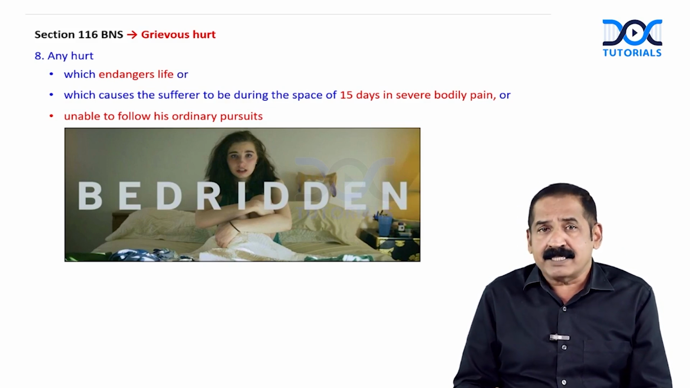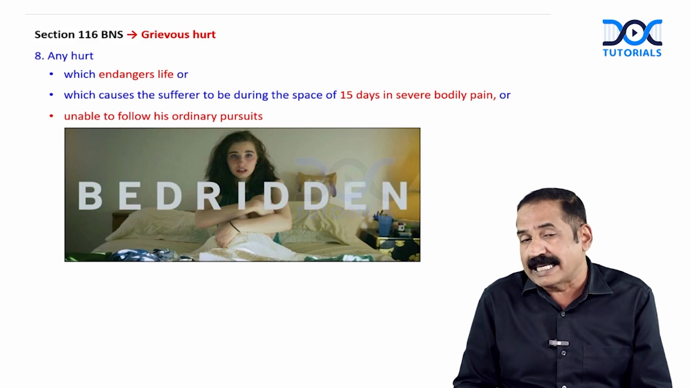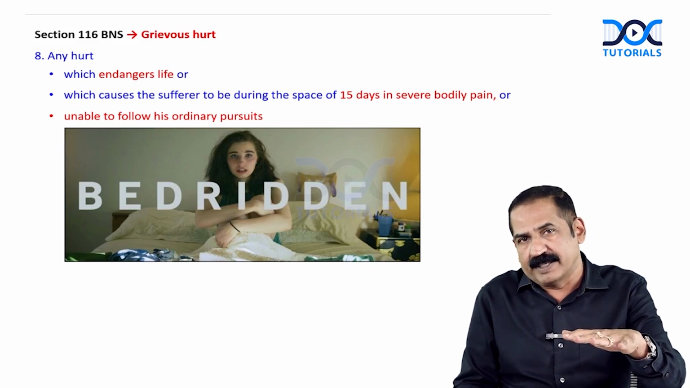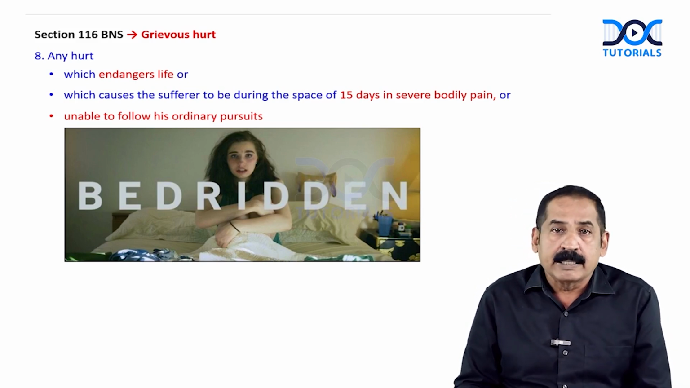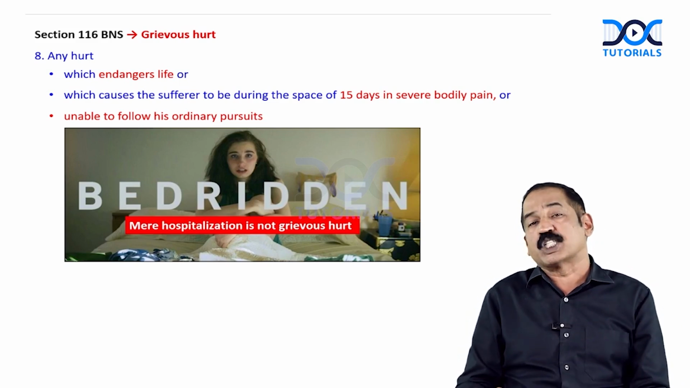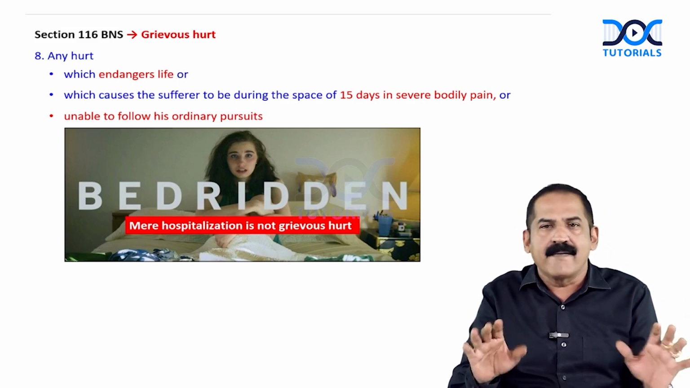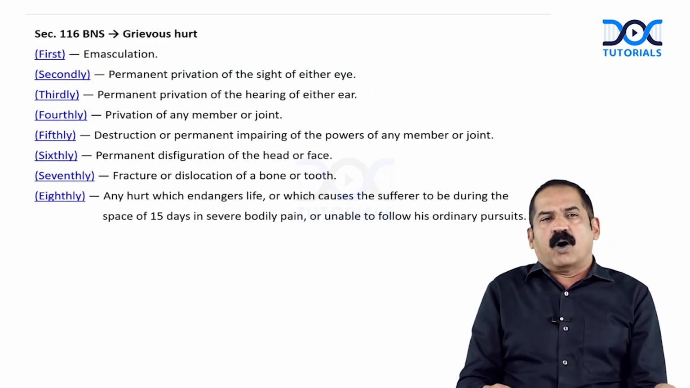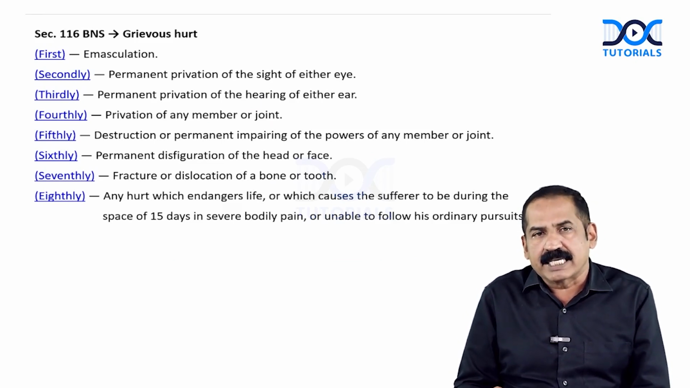Remember, if a person gets admitted to the hospital for 15 days or more, it is not grievous hurt. Understood? In 15 days, he should be under severe bodily pain or unable to follow his ordinary pursuits. Mere hospitalization is not grievous hurt. Just because the person gets admitted to the hospital where he is almost all right, it is not grievous hurt. Now, all these 8 clauses together in a single frame.